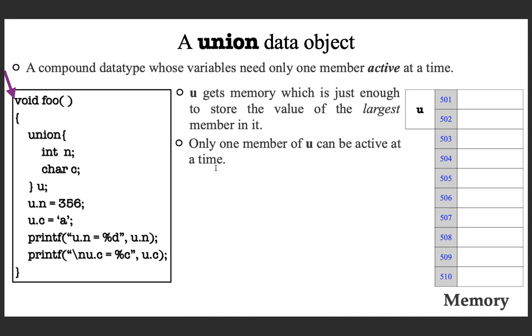If you want to simulate the execution, it goes like this. The first executable statement is this. What is it saying? The n field of the union variable u must be set as 356. So if you execute, this is what is going to happen. Note that only 2 bytes are allocated. So in those 2 bytes, because you are accessing it here using n, 356 will be assigned.